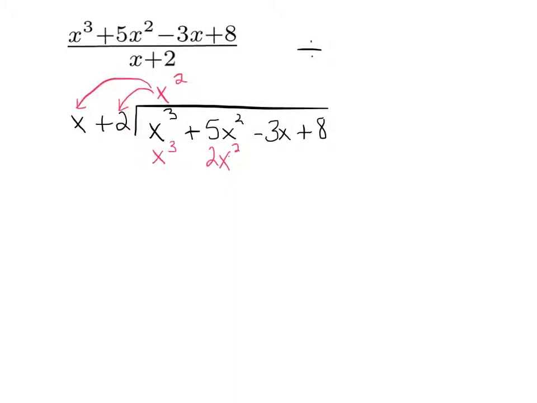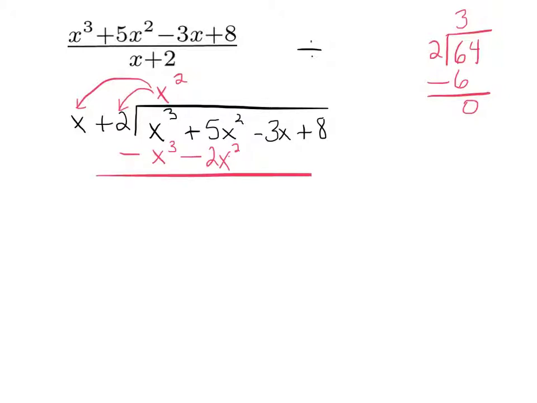Now, if you remember regular long division, every time I multiply something, I subtract. If I divide 64 by 2, that's a 3 here. 3 times 2 is 6. And yes, that's a positive, but then I subtract the 6. So these are both positive, but I'm going to subtract them just like I did there. Then 5 minus 2 is 3. So I end up with 3x squared minus 3x plus 8, because I'm just pulling everything down here.